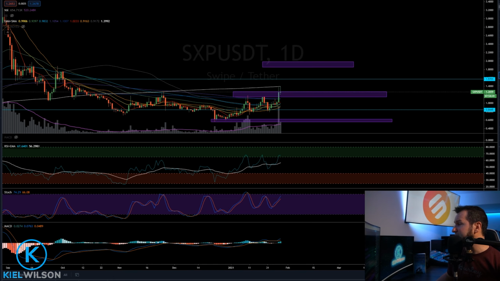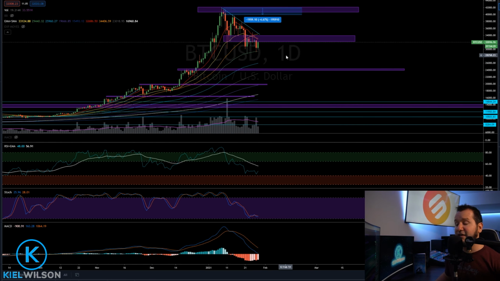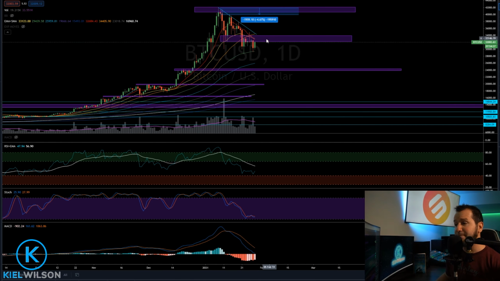And of course, we must keep our gaze fixed upon Bitcoin right now, as Bitcoin is having itself a nice bounce off the 55, but is still under pressure. And we all know that if Bitcoin decides to roll over here, it's likely to drag the alts down with it and will likely take the wind out of Swipe's sails as it does that.